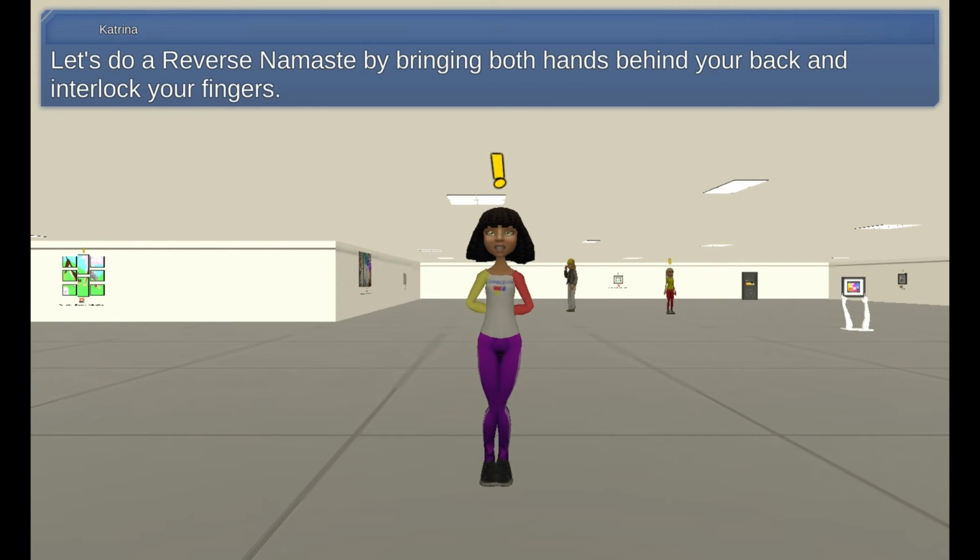Let's do a reverse namaste by bringing both hands behind your back and interlock your fingers.